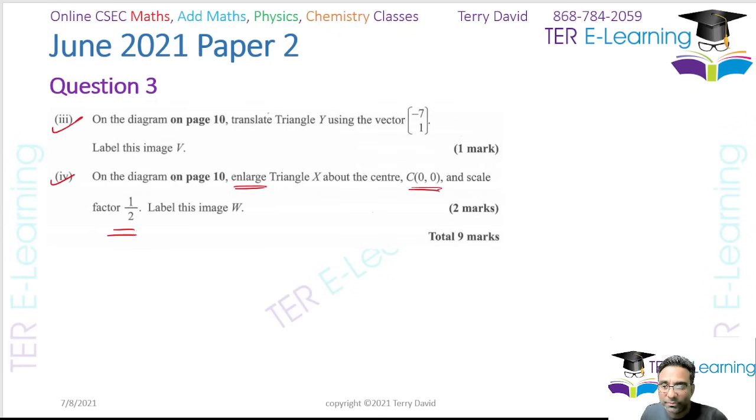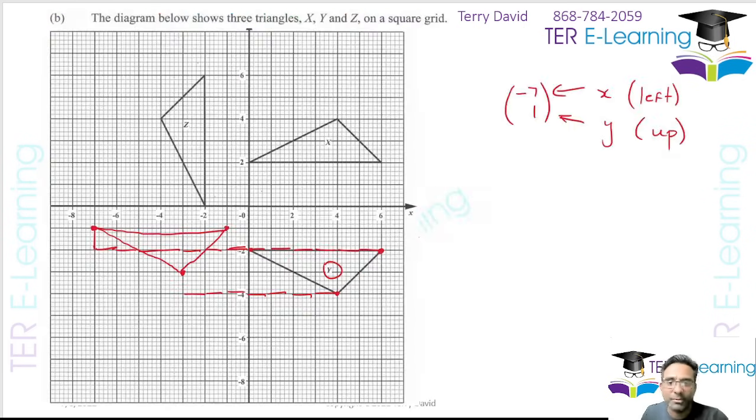So what you need to do, let's go back to this diagram here, and let me show you something first.